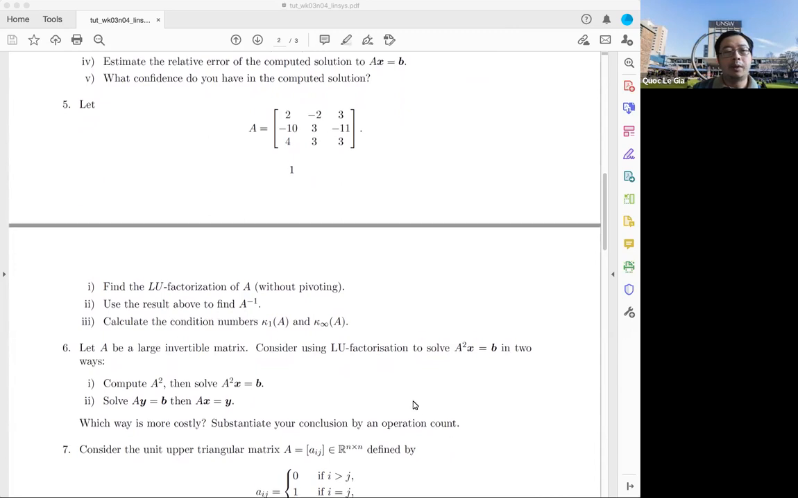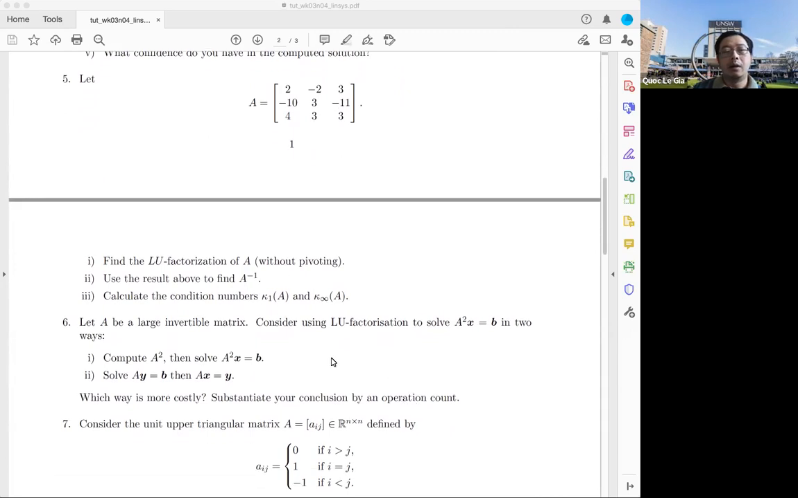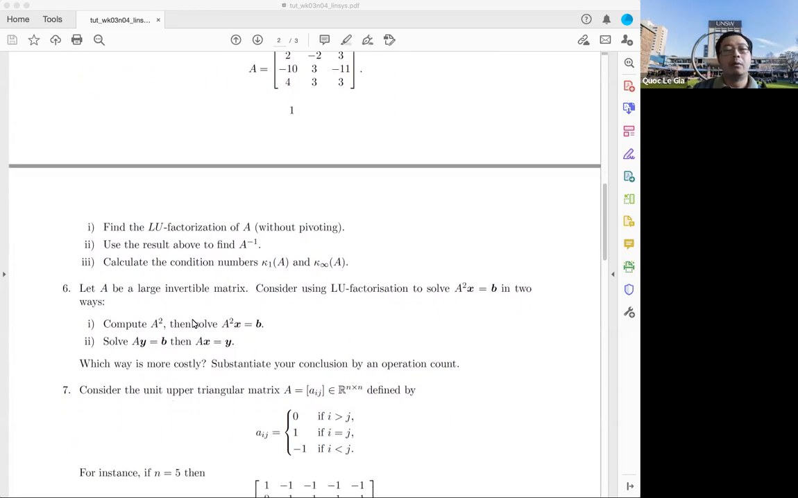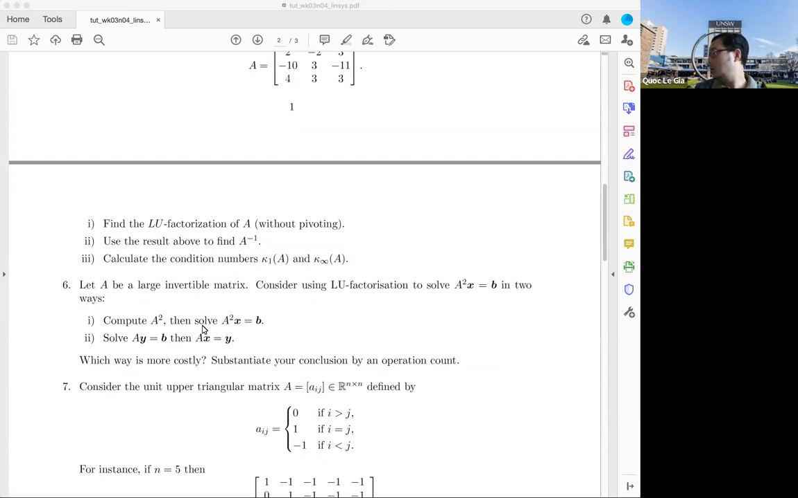Now we do number 6. So number 6, you've seen this problem in the lab already, right? But we need to explain why there's a difference between the time between the two methods. So remember in the lab, we did it in the general case, right? I mean, A to the power of m x equal b, right? But here we just consider A squared. And then now you see there are 2 ways to solve this problem.